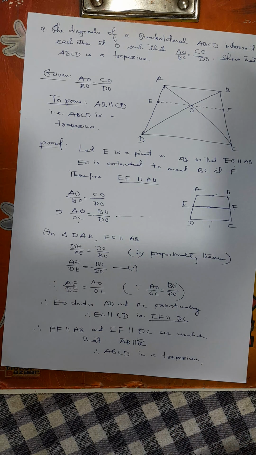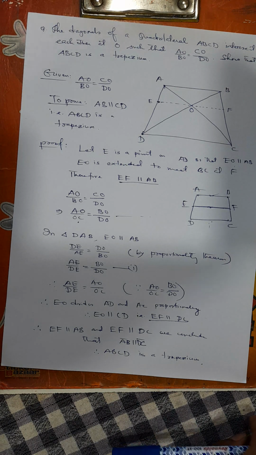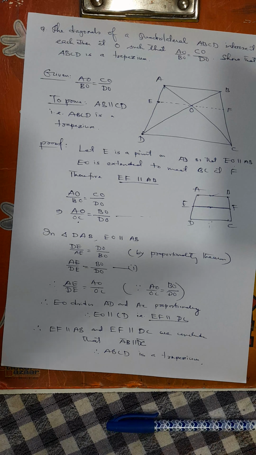Right? So thank you, viewers. With this sum, we concluded exercise 6.1. This is exercise 6.2 of class 10 NCERT curriculum. Next, in the next video, we will discuss the criteria by which we can say two triangles are similar. Right? Similarity criterion we will discuss in the next video. So keep in touch.